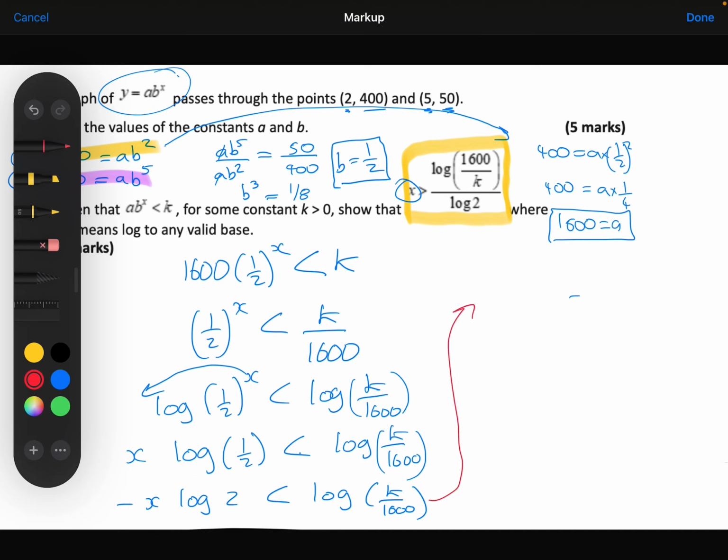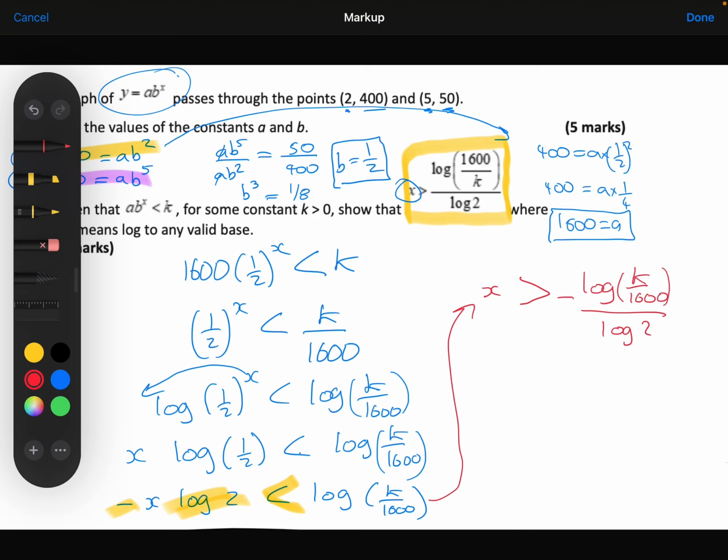Next step, to get x as subject, I'm going to divide by minus log 2. Now, important thing, when you have an inequality and you divide by a negative, we're going to flip the direction. So I've got the log of k over 1600, and that's divided by minus log 2. So it's going to become minus like that.